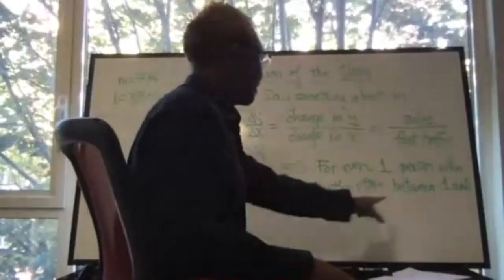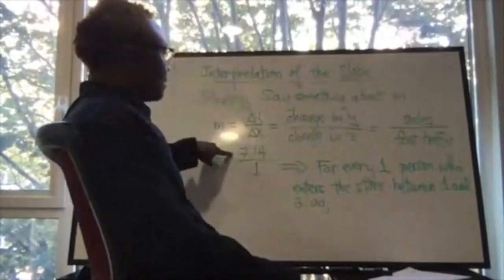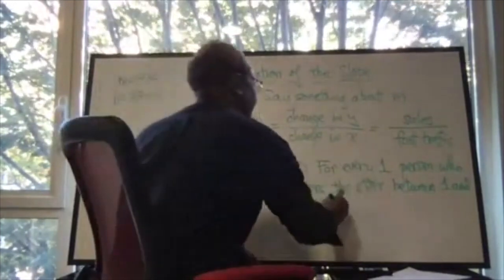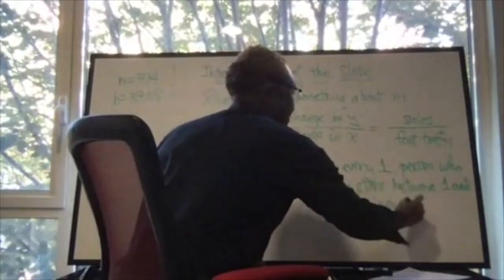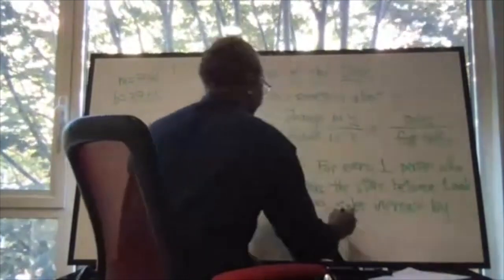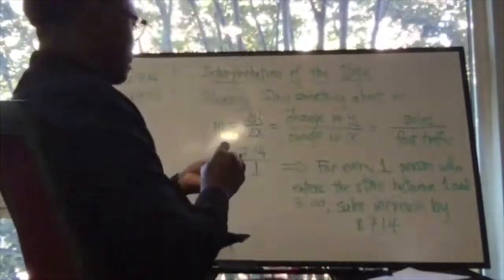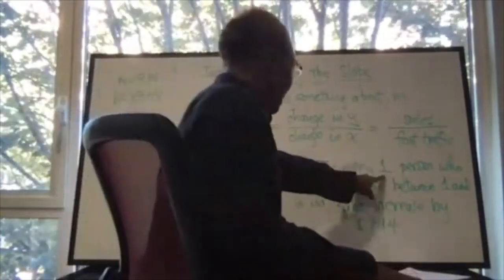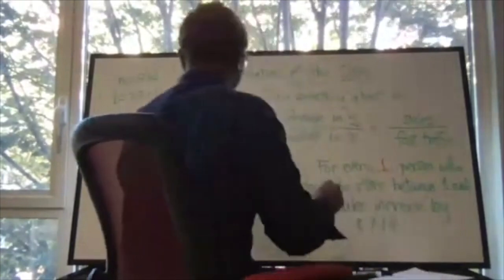Now, what I'm going to write over here has to do with sales and this 7.14. For every one person who enters the store between 1 and 2 o'clock, sales increase by $7.14. Okay, so again, let me say this. So this one right here, maybe I should do it like this. Maybe you can understand the color coding. If you have a different color, this may be good to do this way.